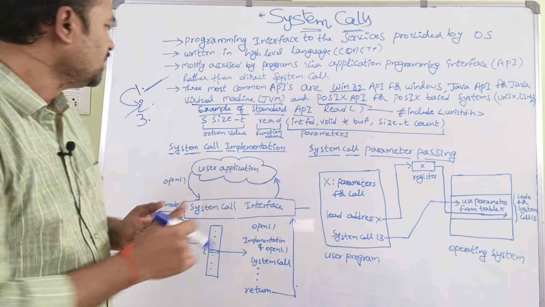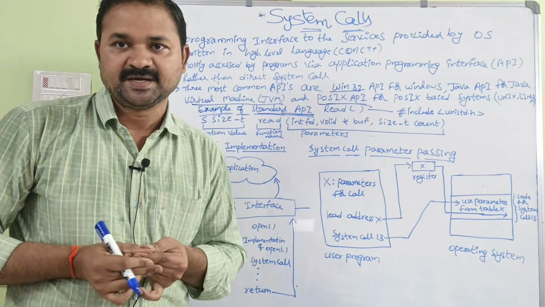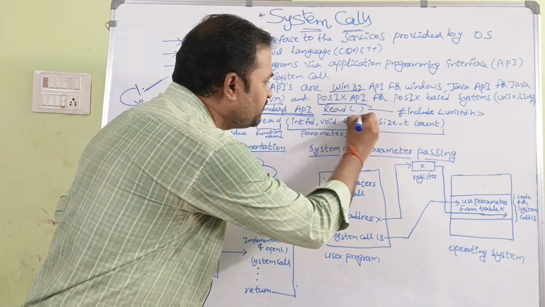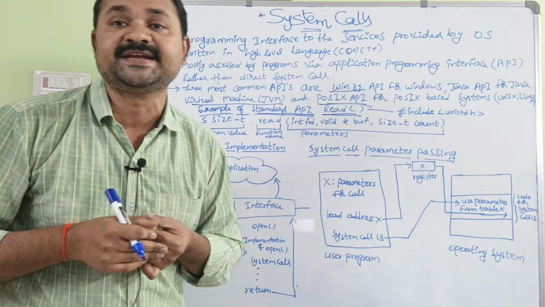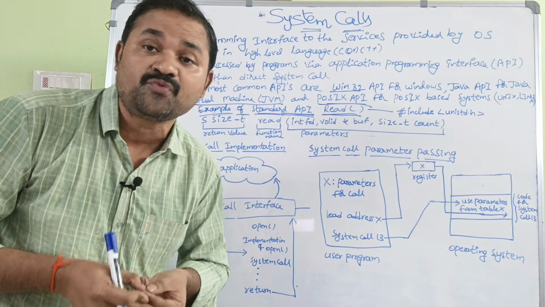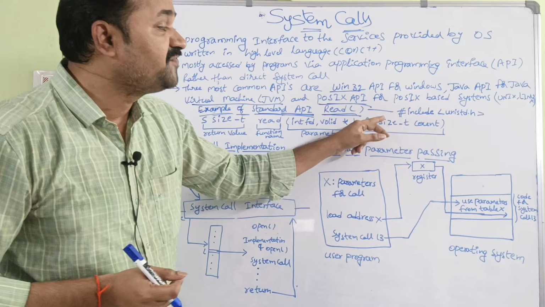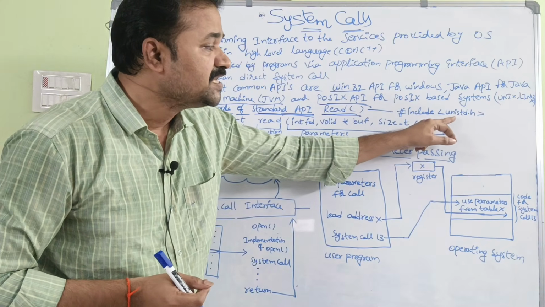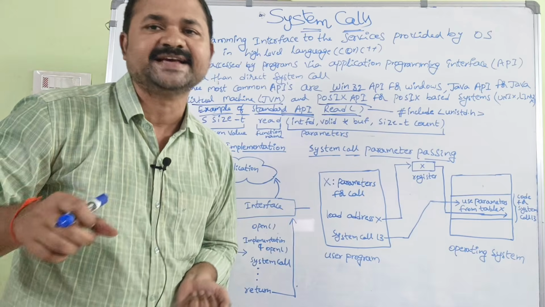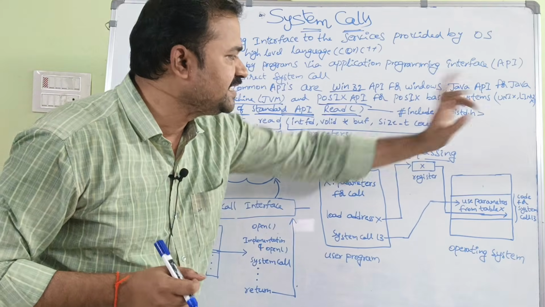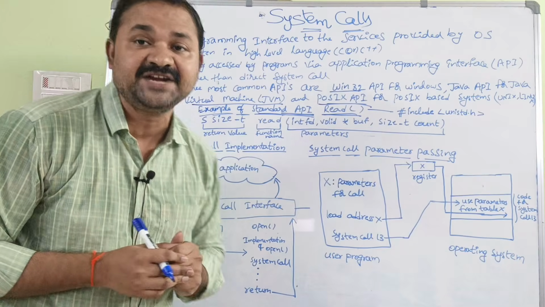Now let's take an example of standard API. Here we are writing API for read function. API means application programming interface. It is a collection of functions. Let us take the example of read function. Read function is available in the unistd.h header file, so we write hash include unistd.h.